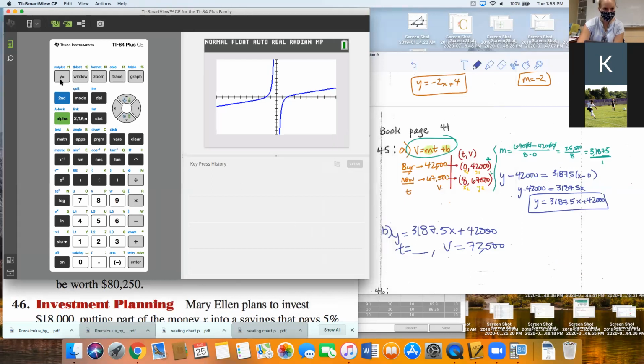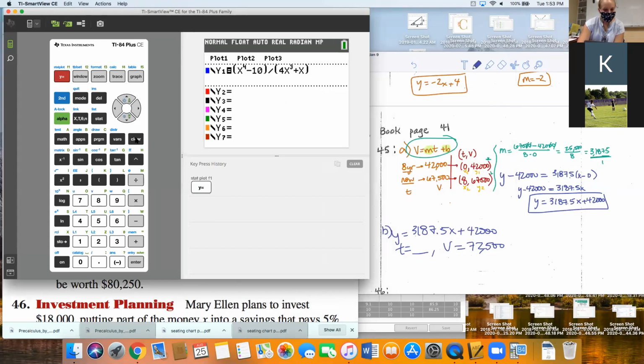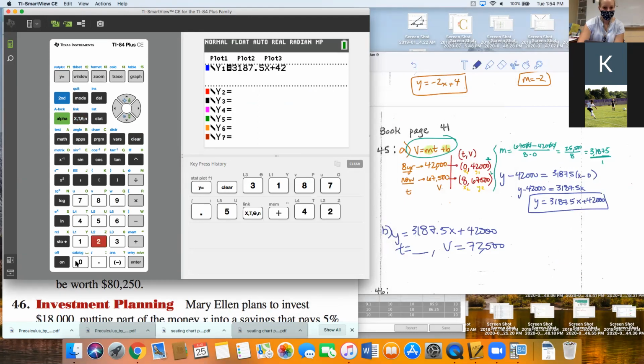All right, so I'm gonna go to y equals. I have no idea what I was plotting before this. I'm gonna do 31,800. Nope, that's not right. 3,187.5 times x plus 42,000.